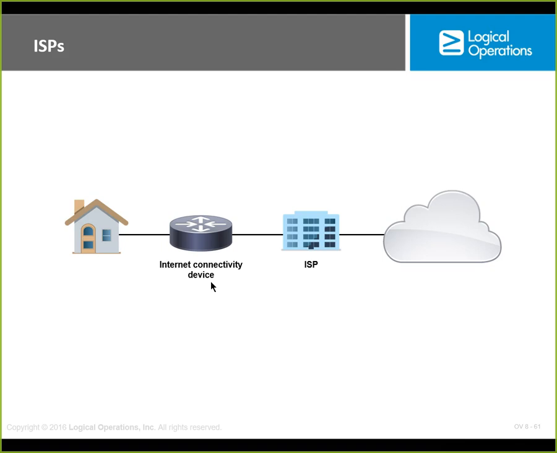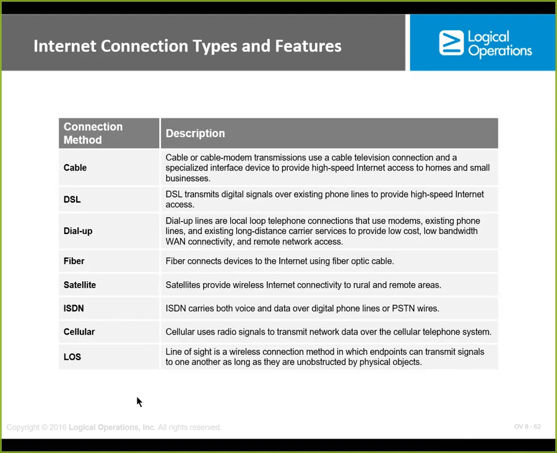ISPs: we have internet connectivity through our ISP, our internet service provider, when we do those things. The connection types, this table I think is in the book. We have cable, DSL, dial-up. Hopefully you don't have that anymore. Fiber, that's what FiOS is about. Satellite, if that's the only thing you can get.